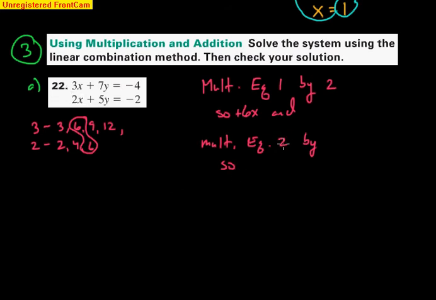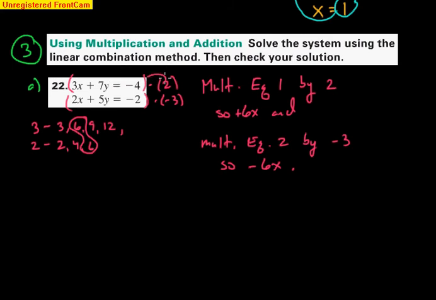So now I need to take equation 2 and multiply equation 2 by, now I need to make sure that if this is a positive 6x, this one has to become a negative 6x. So I need to multiply by a negative number, negative 3. And that'll give me a negative 6x. And that's what I want to do. So I'm going to take this first equation and multiply it by 2. I'm going to take this second equation and multiply it by negative 3. So I'm doing both equations by something.